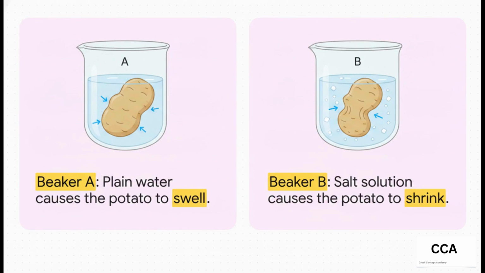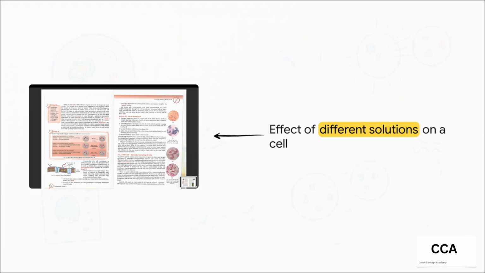Why did they do completely different things? Well, this brilliantly illustrates the whole concept of osmosis. Osmosis is just the movement of water from an area of higher water concentration to an area of lower water concentration through a selectively permeable membrane. Think of it like this.